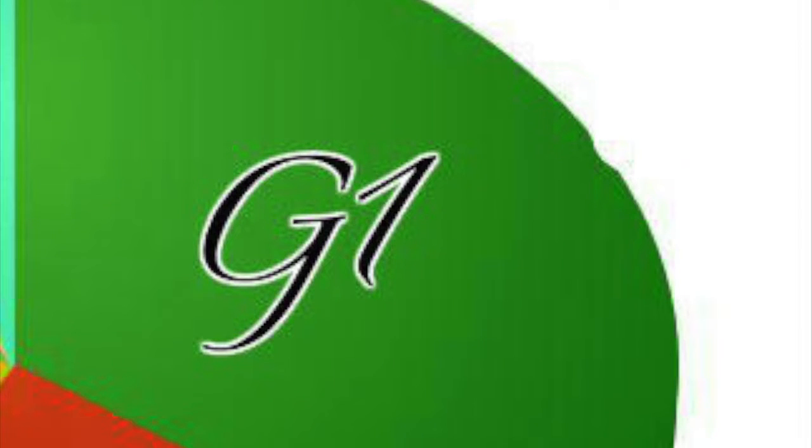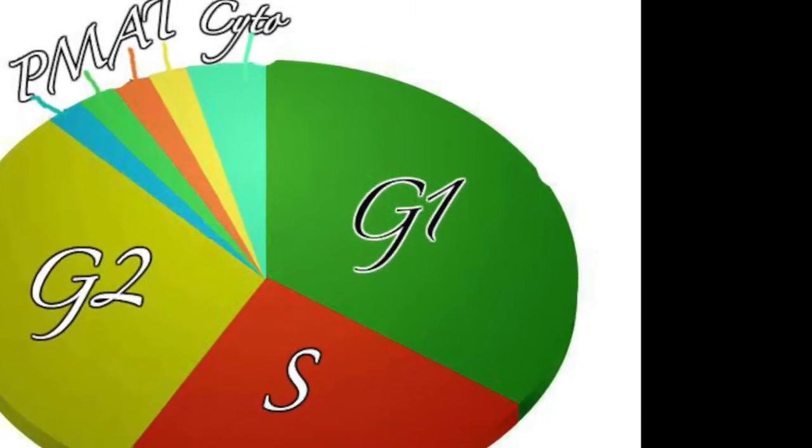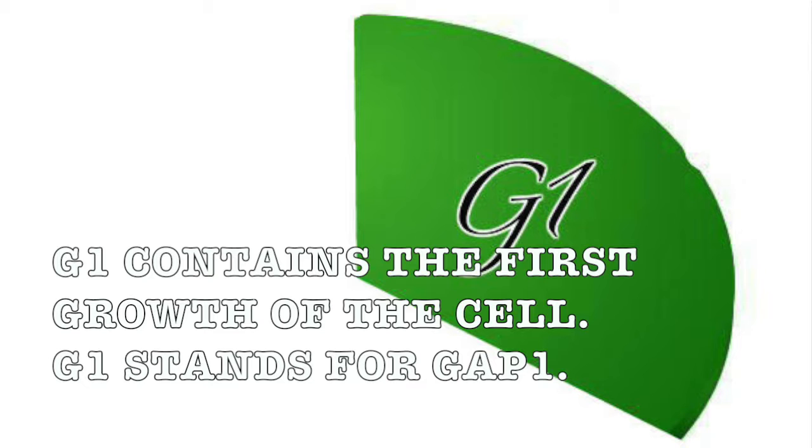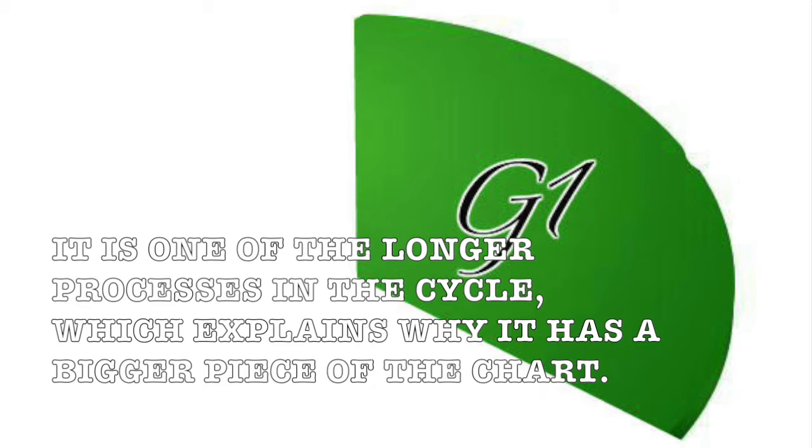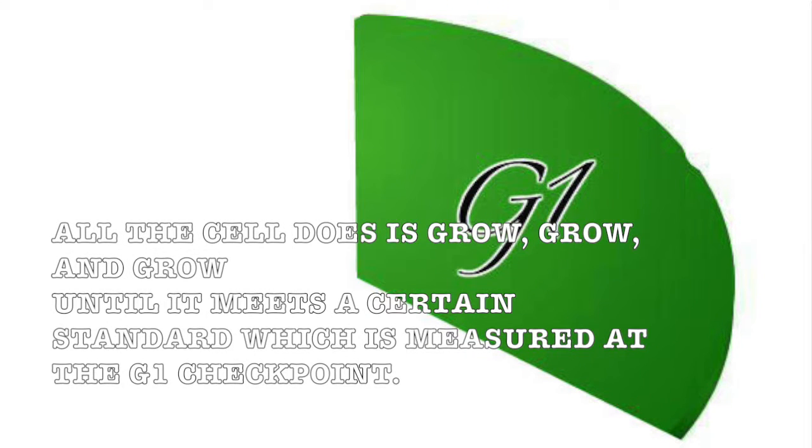G1. Take this cell and watch what happens as it goes through the G1 stage. Let's see why that occurred. G1 contains the growth of the cell. G1 stands for gap 1. It is one of the longer processes in the cycle, which explains why it has a bigger piece of the chart. All the cell does is grow, grow, and grow until it meets a certain standard which is measured at the G1 checkpoint.